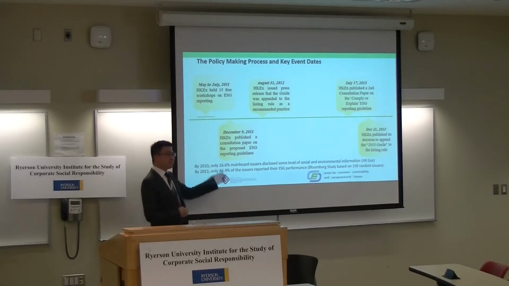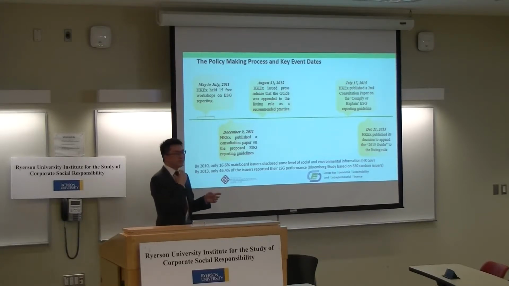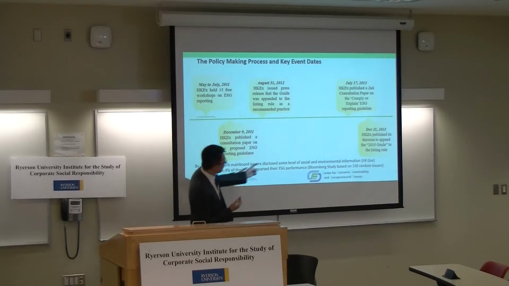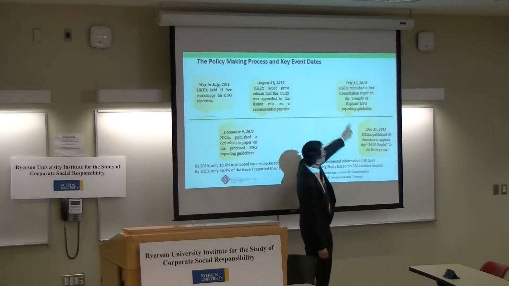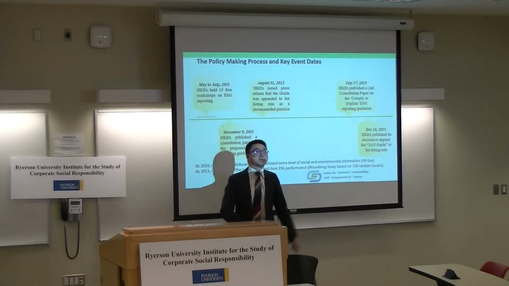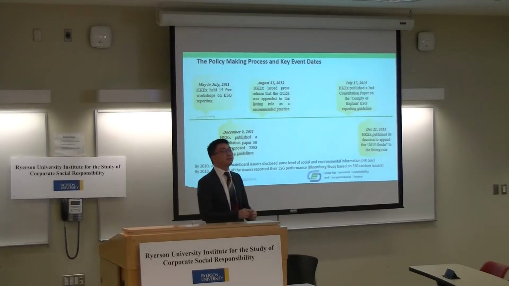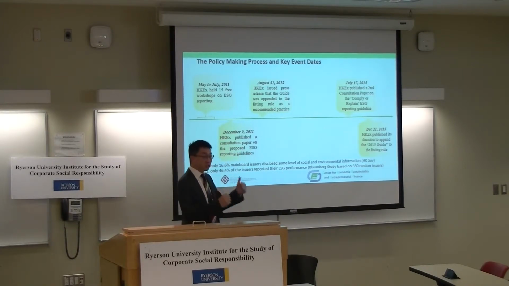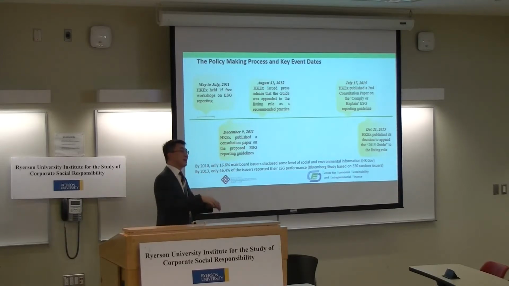So these are the only two more exact figures that we can find. In other words, it doesn't seem that the voluntary carrot approach works. So that is why on July 17th, the second consultation paper comes out. The second consultation paper basically shows what I showed you just now: these KPIs, some are comply or explain, some are recommended approach.